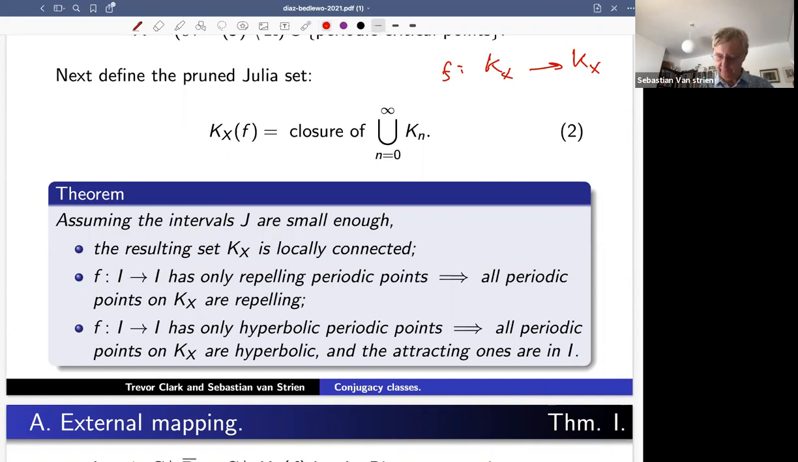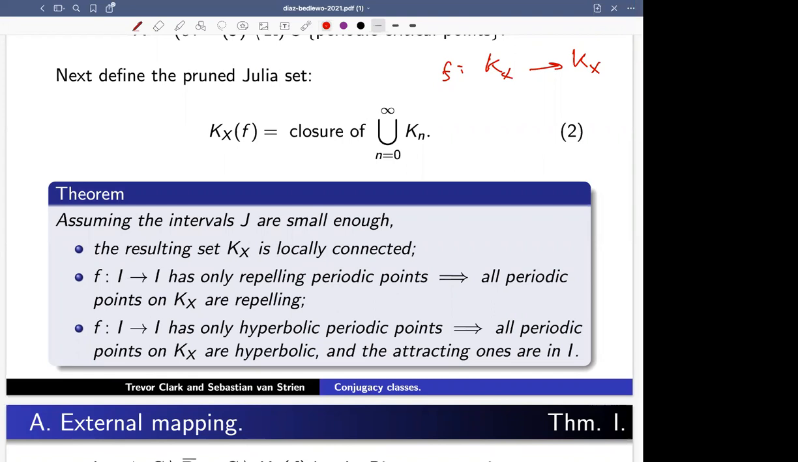And in fact, if you have an attractor and it's hyperbolic, then the periodic attractor will also be hyperbolic, and in fact will be contained in the interval, in the real line. So in a sense, we have defined, associated to your dynamical system, some geometric object Kx.